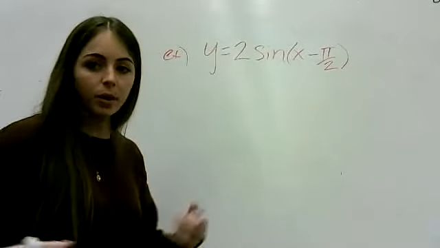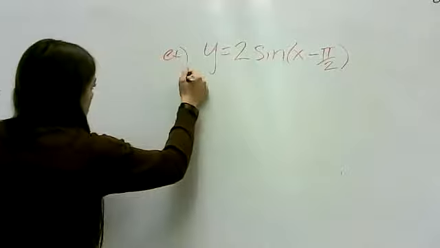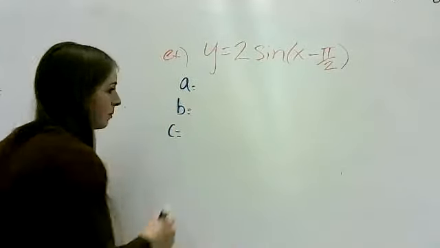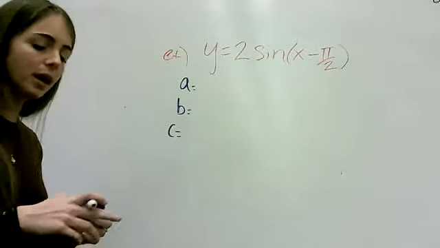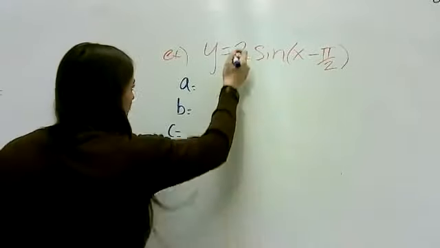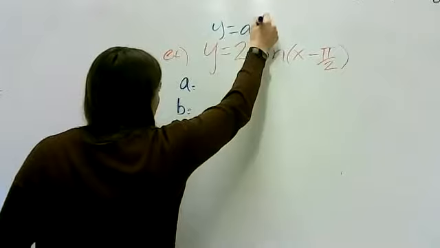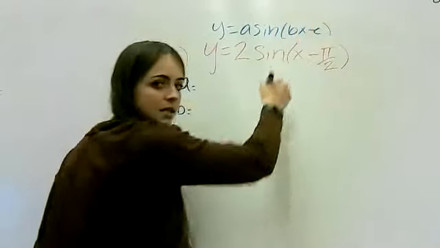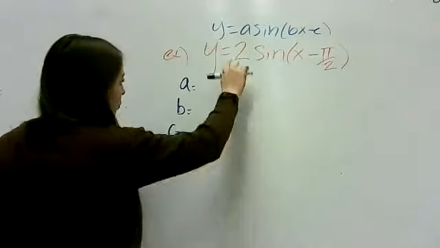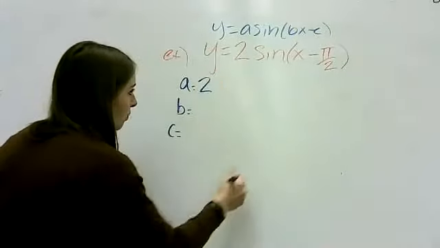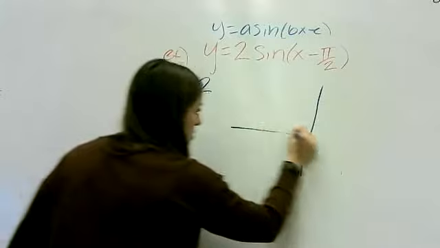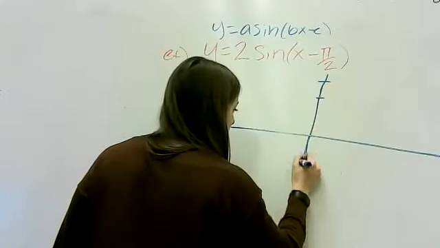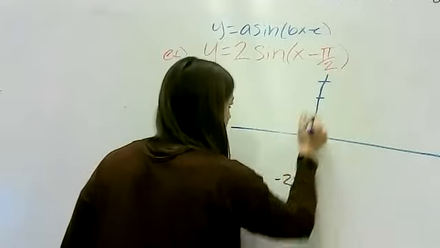Now that we have a C, we go through all the ones we've already talked about: A, B, and C. Our A value is always that first term, y equals A sine bx minus c. So our A value is what's out in front, which here is 2, which essentially just means we are going to go up to 2, down to negative 2.